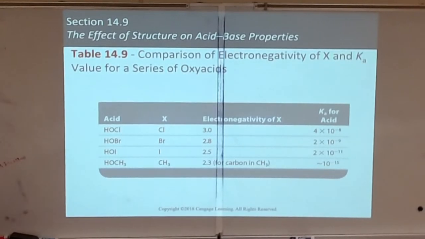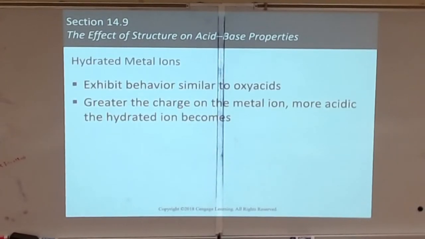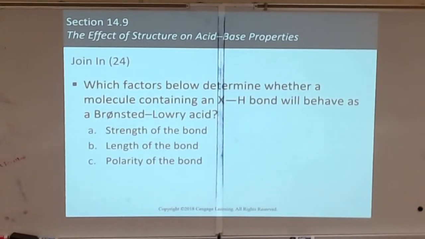Okay. Here are some more Kas, and electronegativity values of the X, and how that affects the Kas. All right. Hydrated metal ions kind of look like this and do the same thing as the oxyacids. So we can take a look at that. All right. What kind of factors below look at whether or not it's going to behave as a Bronsted-Lowry acid?